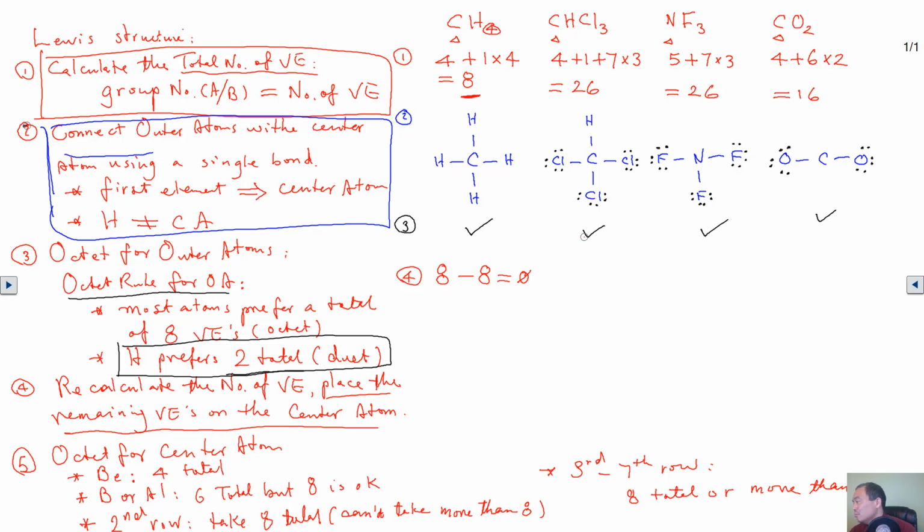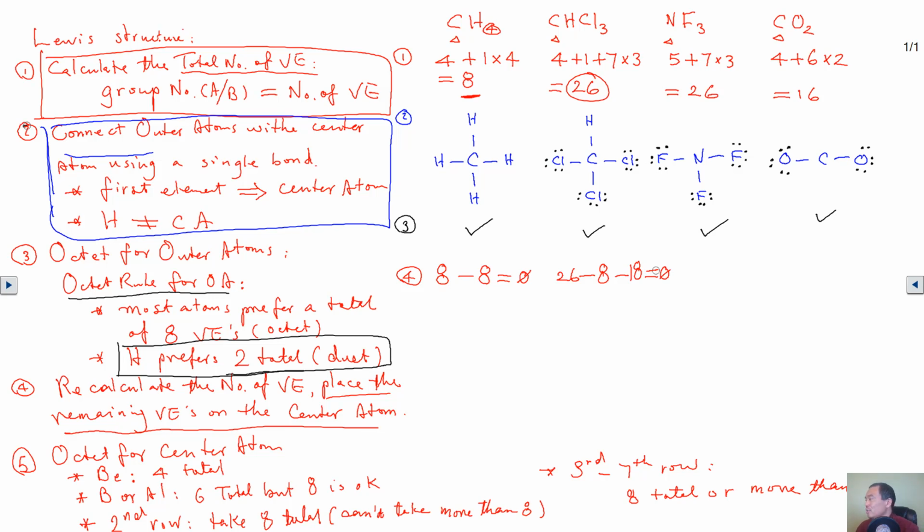What about the second example? The second example, we started with, look at this, 26 valence electrons. And then we used 4 single bonds that would take 8 valence electrons. Do remember, each chlorine consumes 6 dots, 6 valence electrons. So 3 of them would give you 3 times 6, which is 18 valence electrons. That also gives you no electrons left.